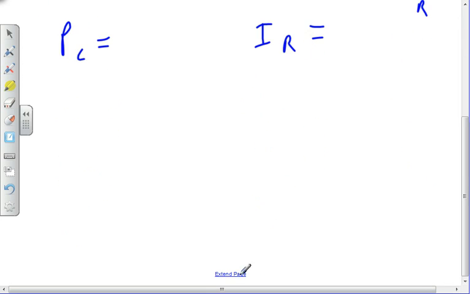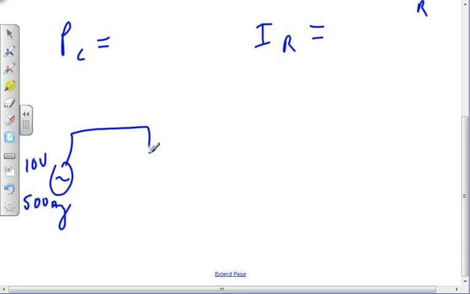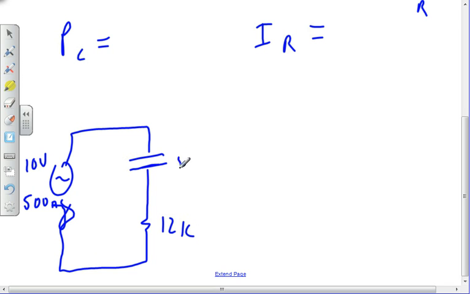And now I'll go and draw a circuit. So I've got 10 volts. That's an RMS value. All my answers are going to be in RMS. I'm not going to write it down, it just is. 500 hertz. Sounds like something that would be used on an alien spacecraft. Resistor: 12K. And 51 nanofarads. Nano is 10 to the minus 9th.